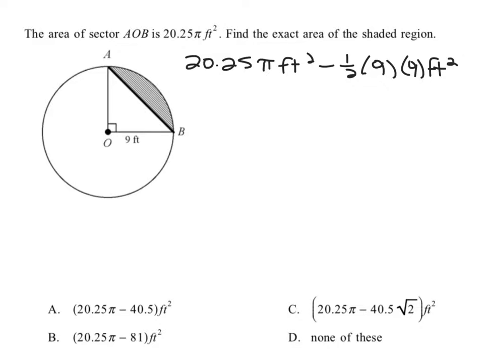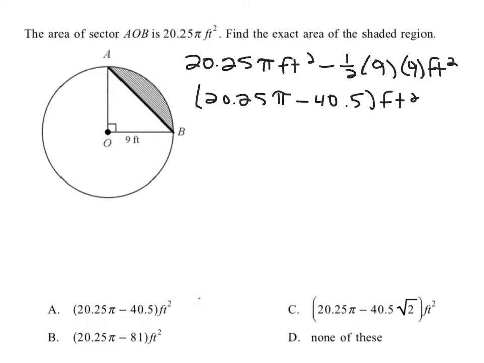So what we get then is 20.25 pi minus 9 times 9, which is 81. Half of that is 40.5, so minus 40.5. And when you get that number, it'll be that many feet squared. And that is answer A.